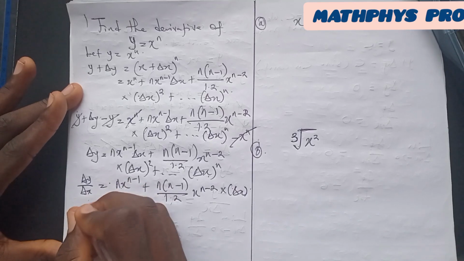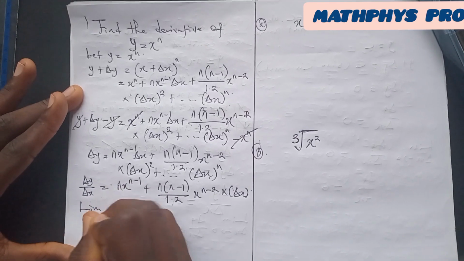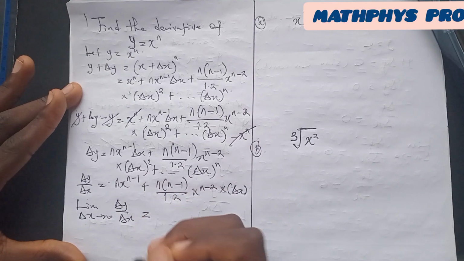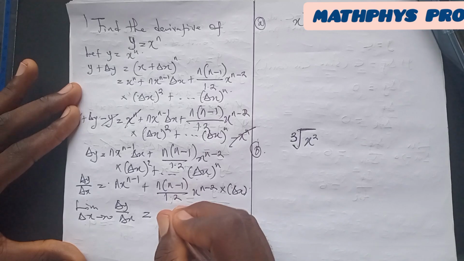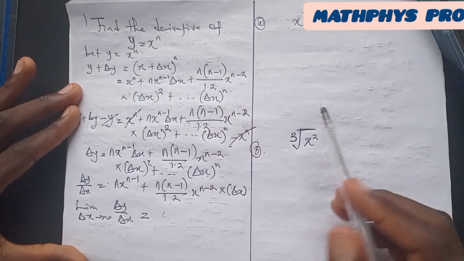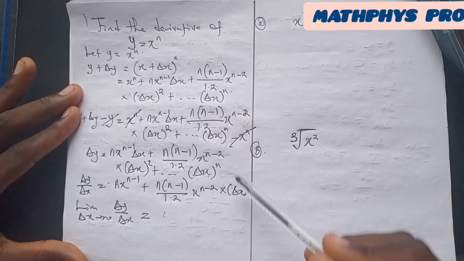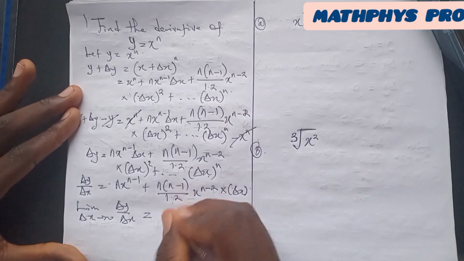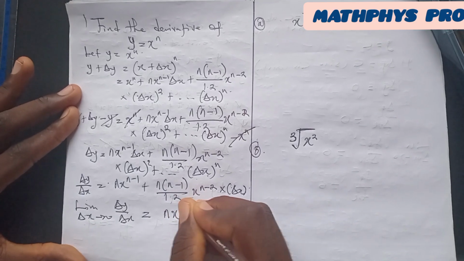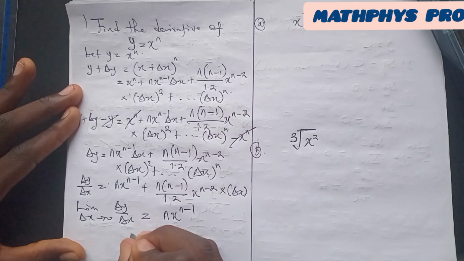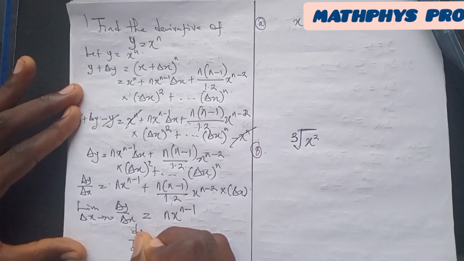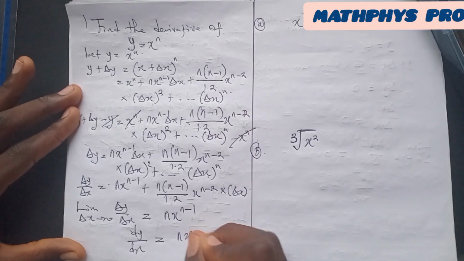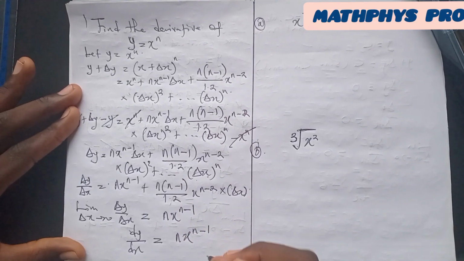Now we can take the limit when change in x approaches 0. Change in y over change in x is equal to, if we take the limit when change in x approaches 0, so if we put 0 here, everything here turns to 0. So you will be left with n x raised to the n minus 1. So we can say that dy/dx is equal to n x raised to the n minus 1.